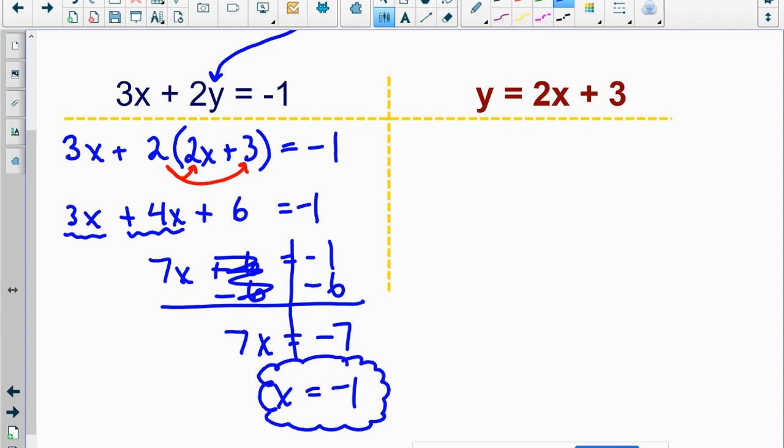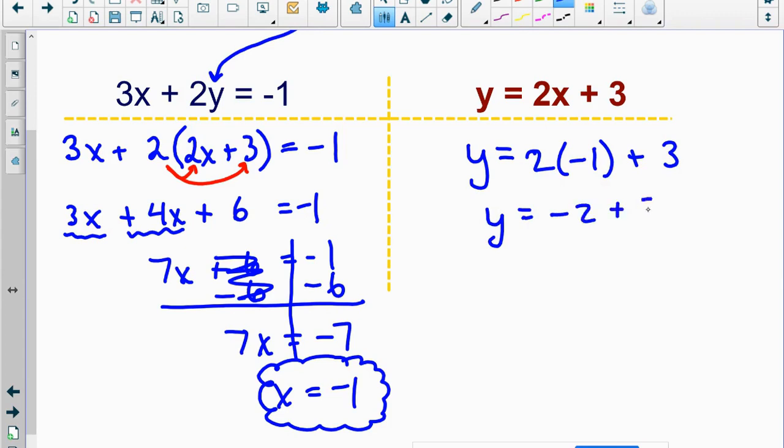We have to now figure out what y equals. So let's move over to the other equation, y equals 2x plus 3. And I'm going to substitute. Since I know x has a value of -1, I keep all my operations. It's still just 2 times the x value plus 3. But now I can replace x with -1. And then I just evaluate. 2 times -1 is -2. And -2 plus 3 is +1.